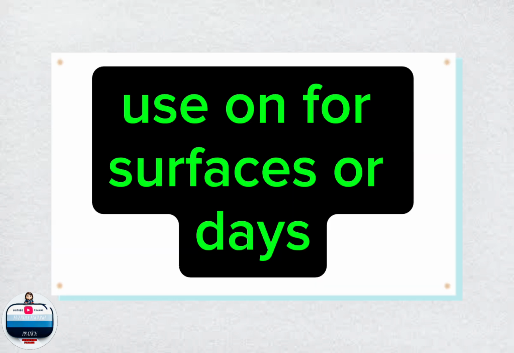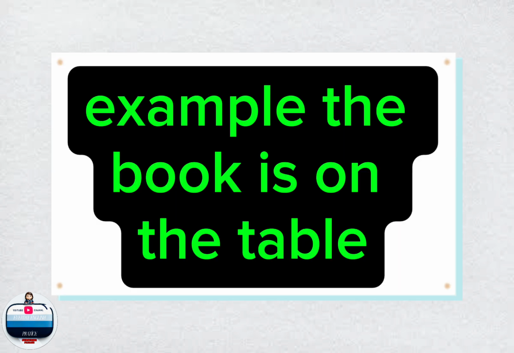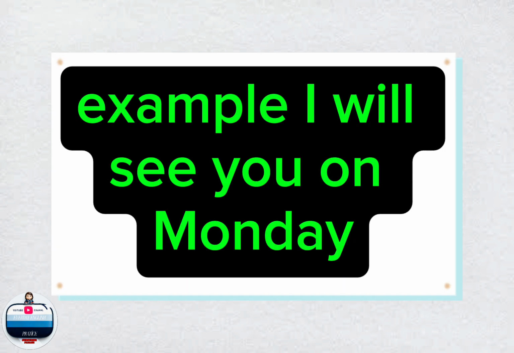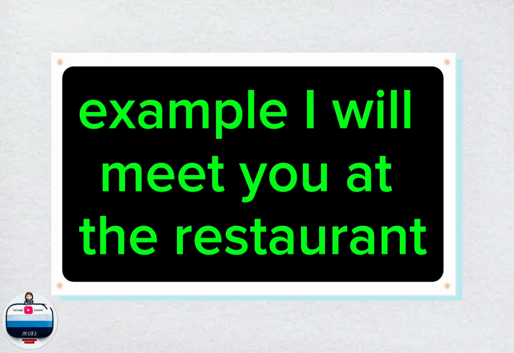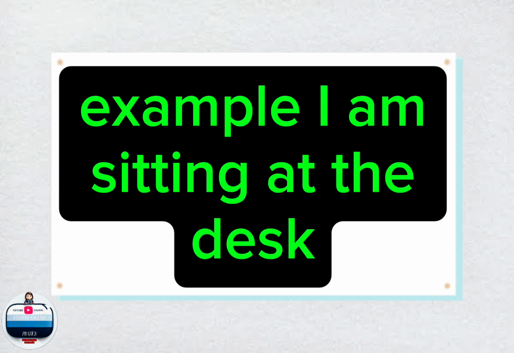Use on for surfaces or days. Example: the book is on the table. Example: I will see you on Monday. Use at for specific points. Example: I will meet you at the restaurant. Example: I am sitting at the desk.